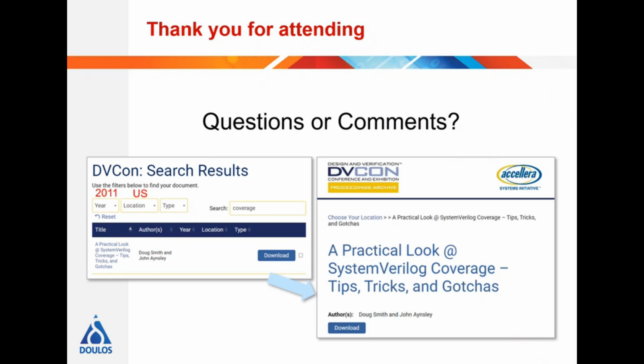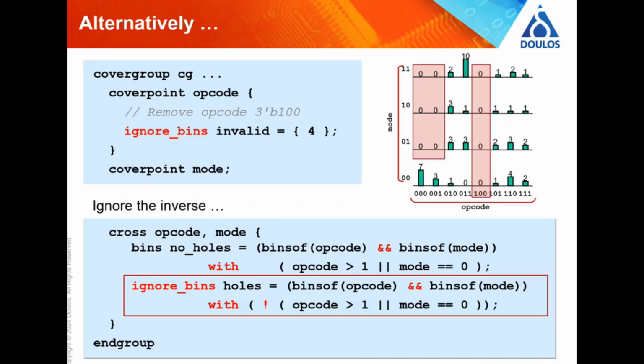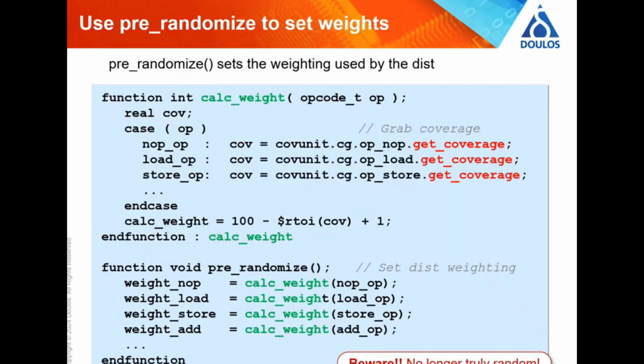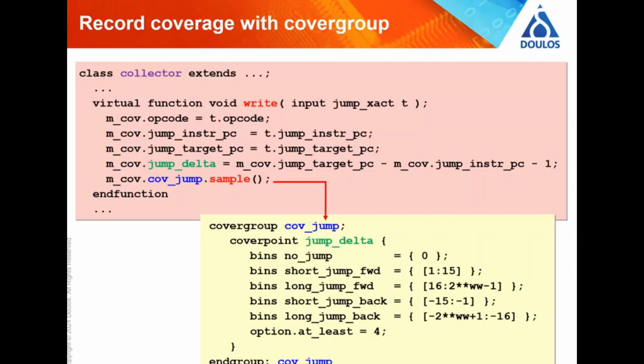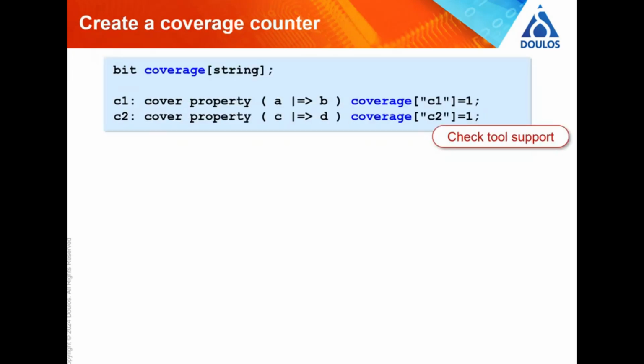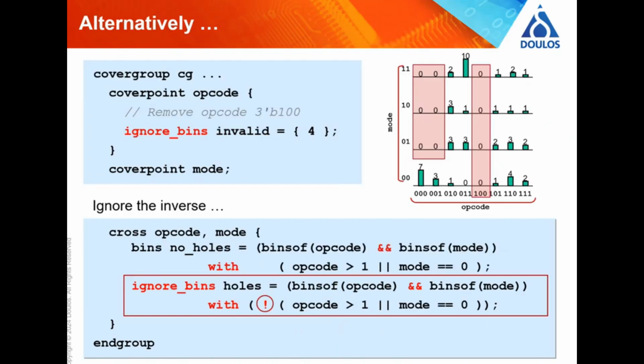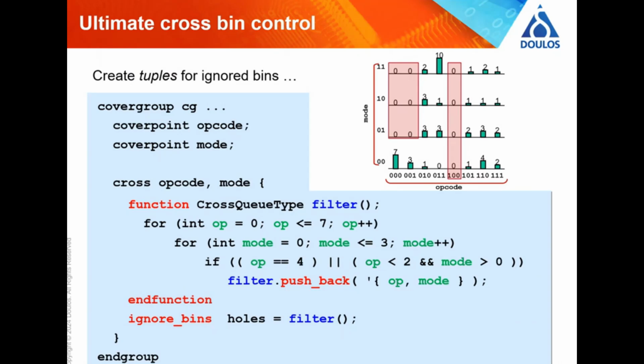Yes. Let's see if we can find it here real quick. This one right here. Oh, were you talking about the filtering, the cross coverage? No, it was this one right here. Yeah, so you can see that the filter function's being called here with the ignore bin. There it is. Okay. Any other questions or comments?